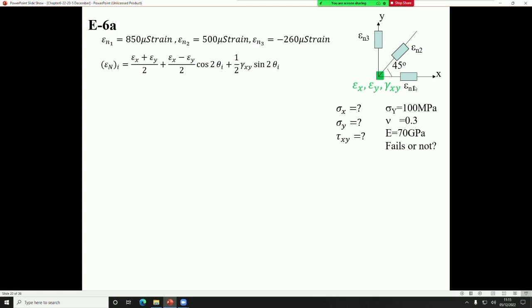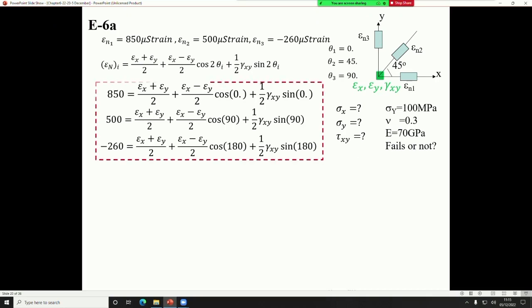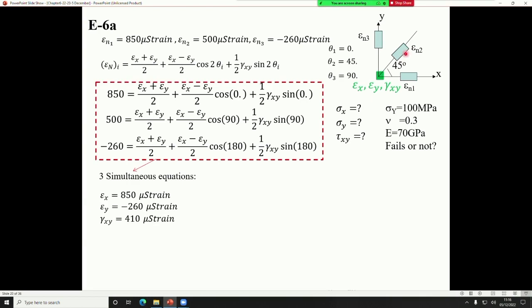So here we've got theta 1, which is 0, so I can directly write epsilon x equal to epsilon n1. The second one, we've got 45 multiplied by 2 gives us 90 degrees. And the third one is 90 degrees multiplied by 2 gives us 180 degrees. So from these three simultaneous equations, I can find epsilon x, epsilon y, and gamma xy. I showed you earlier, for 45, this is epsilon x, this is epsilon y, and gamma xy is twice the reading from the middle one minus the summation of these two. When you're analyzing it, keep the signs as they are. Do not change the signs. So if it's minus 2060, keep it as minus 2060. Don't touch the values.